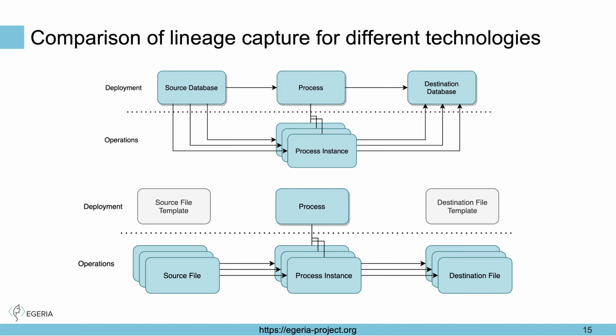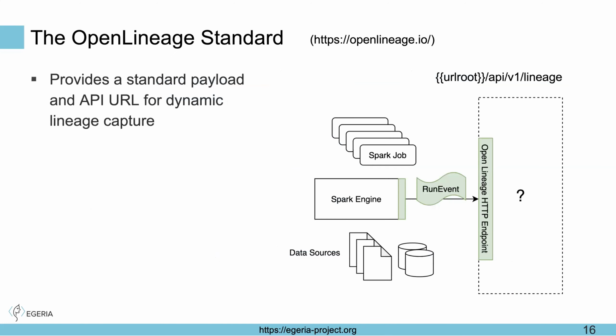Now, I said before that one of the challenges with the dynamic aspect of lineage capture is that there are no standards, and a lot of processing engines don't do any, so you end up trying to use their logging. But the ones that do all have their own standards. Now, we're very lucky in that there is a new project in the same foundation as Egeria, the LFAI and Data Foundation, called OpenLineage. And it's defining a standard for that dynamic lineage capture. And it's a very nice standard because it's very clear what it does and it's very easy to integrate with.